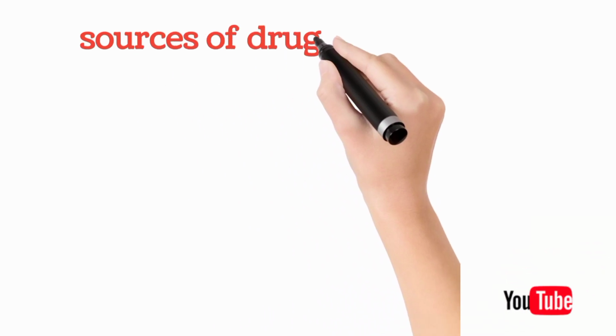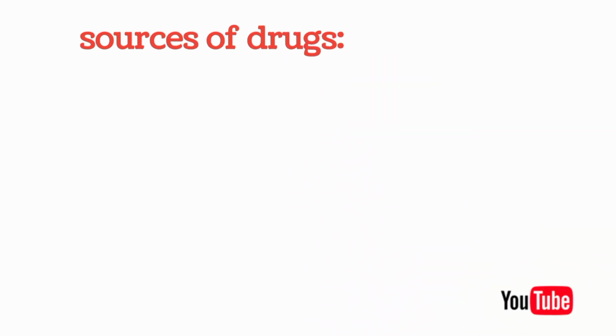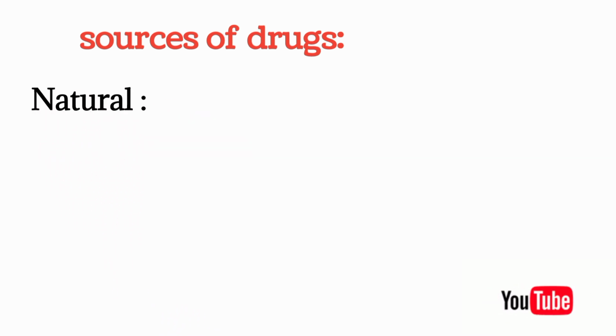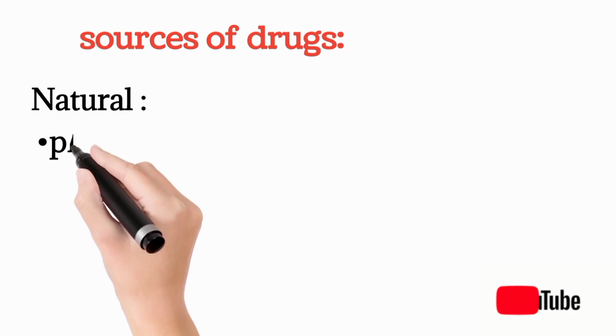So the topic is sources of drugs. By sources of drugs, we simply mean the sources from where the drugs are obtained. There are natural sources, semi-synthetic drugs, and synthetic drugs. Natural sources means they are present naturally in the environment, and we make drugs out of them.